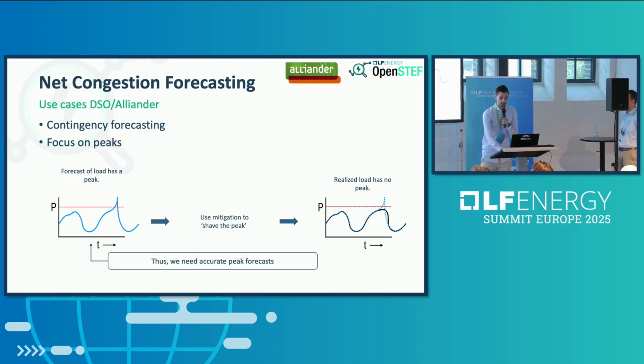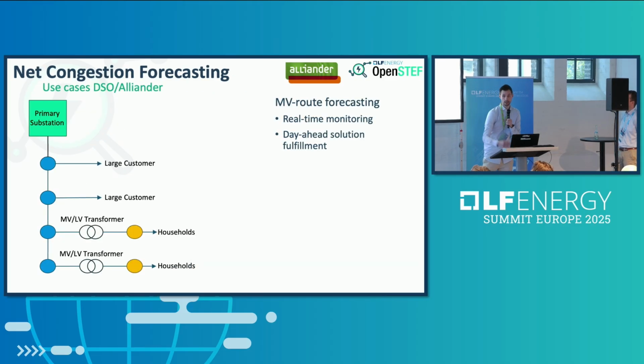And we also can take this to the next level, basically. So that's something we're also doing, not just looking at individual assets of the grid, but also looking at MV routes. So a bit of background, what is an MV route? So that stands for medium voltage route.